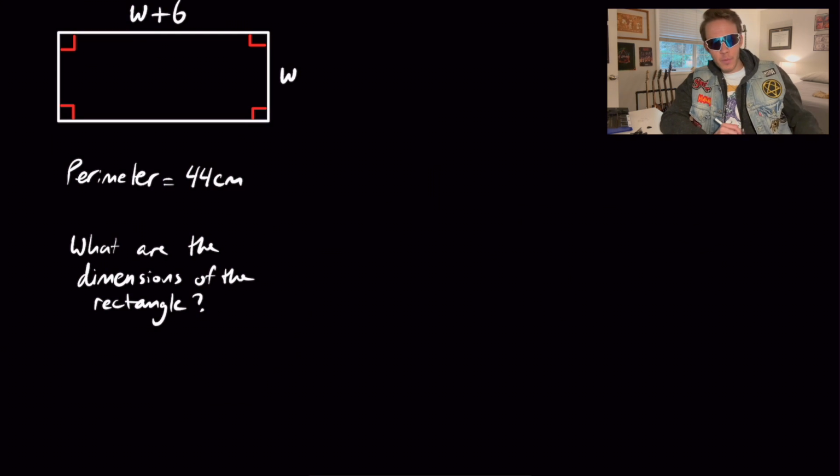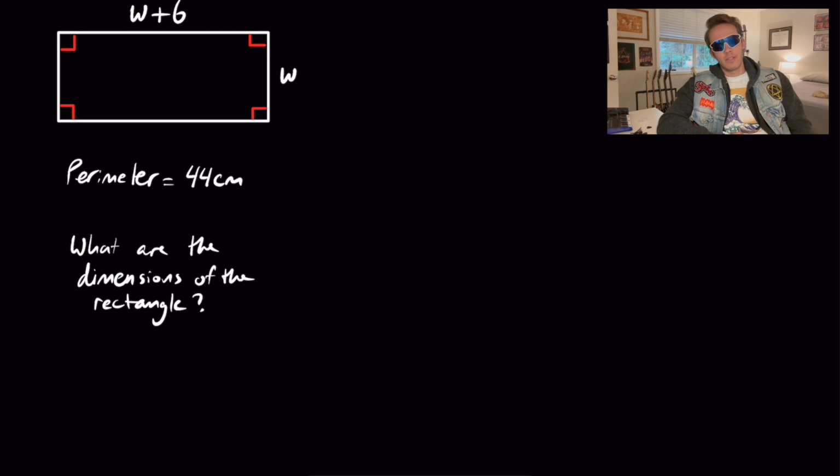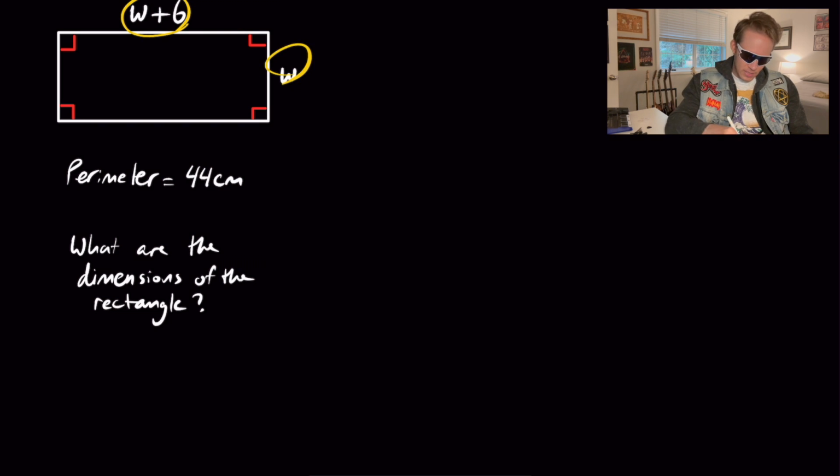All right, first example, we got a rectangle here. The perimeter is 44 centimeters, and we want to figure out what the dimensions of this rectangle are. So what is the width and what is the length? We're given expressions here, but I'm first going to notice that, so we are dealing with a rectangle. So that means opposite sides of rectangles are equal to each other.